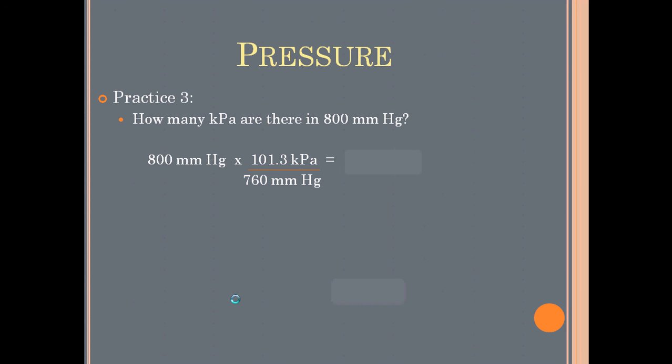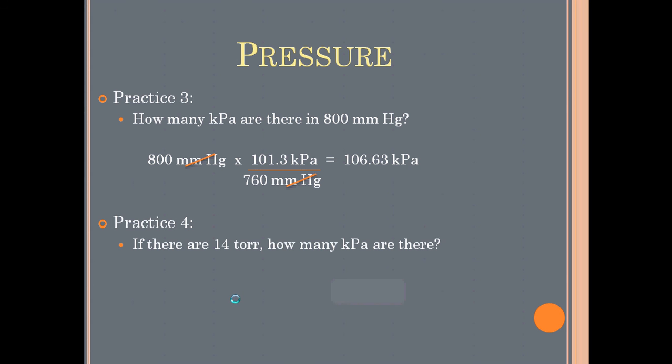On example 4, if there are 14 torr, how many kilopascals are there? Well, 14 torr times 101.3 kilopascals all over 760 torr. You cross out both torr, then you multiply across and divide, which gets you 1.87 kilopascals.